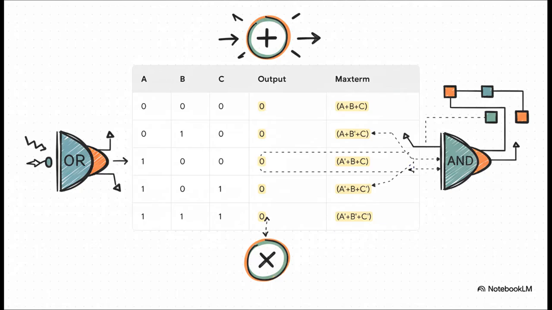Okay, back to our puzzle. We hunt down all 5 rows where the output is 0. Let's look at that very first row, all zeros. Using our new inverted rule, the maxterm is just A or B or C. We do this for all 5 of the 0 rows, getting a unique maxterm for each one. Then we just AND them all together. Yeah, I know it looks a lot more complex, but believe it or not, it describes the exact same logic as our much shorter SOP expression.